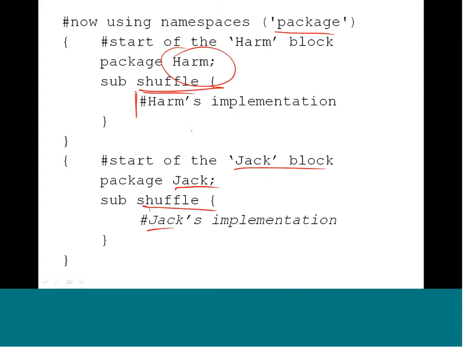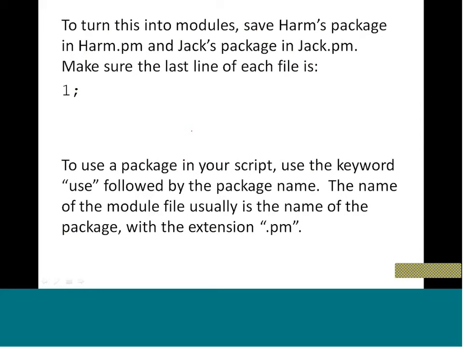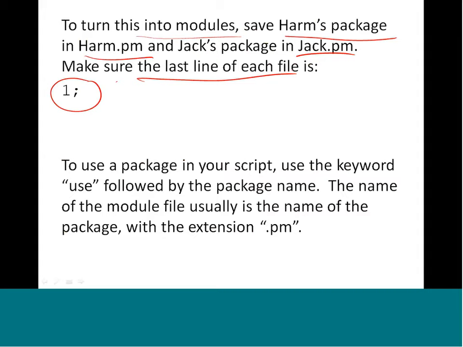So for that we need to turn these packages into modules. To turn this into modules, we save Harm's package as harm.pm and Jack's package as jack.pm. But one small change that we make: we put one semicolon as the last line of each of the files. So then they are packages.